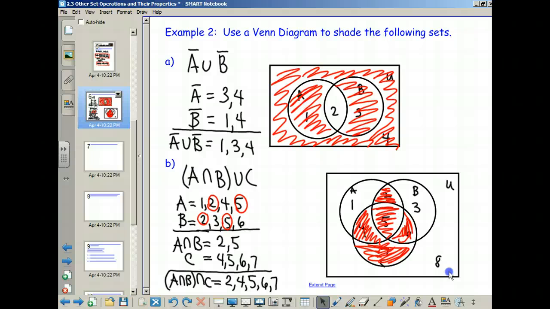Bottom there, is it intersect C or? Oh, it was supposed to be union. I just wrote the wrong one. Let's fix that. Thank you.